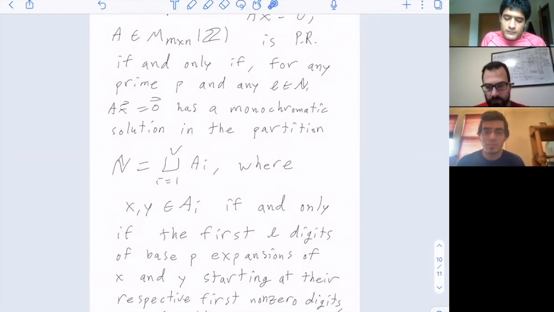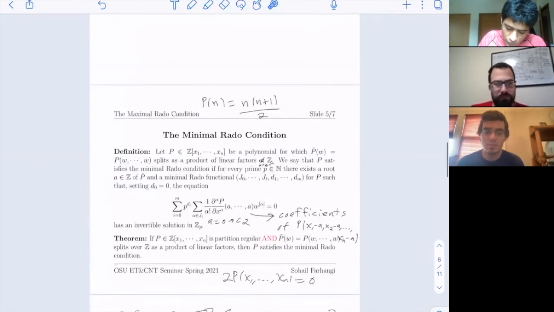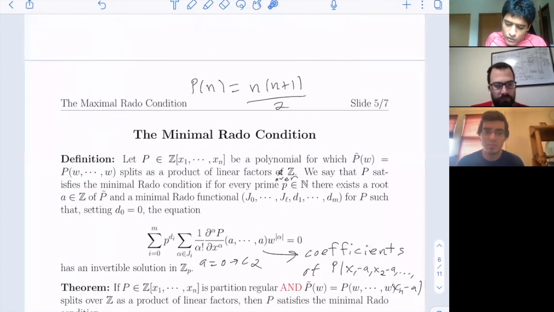But yeah, so the minimal Rado condition naturally extends this idea. And then the maximal Rado condition, while it is a natural twist on this idea, takes the L digits on the opposite side, what I would call the last L digits and what they would call the first L digits. It's also worth noting that the maximal Rado condition required a solution to some polynomial, not in Z_p, but the real numbers.